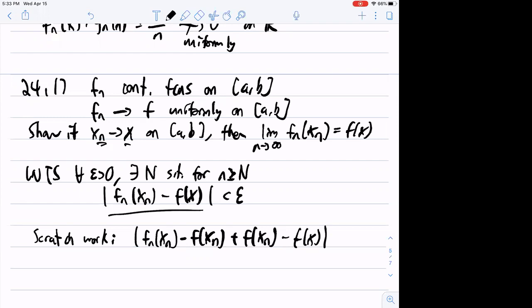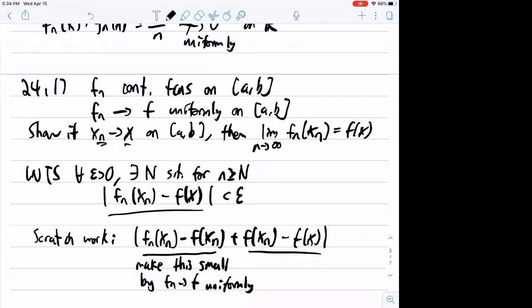Now, why is this nice? Because here, can I make this small? I can, because Fn goes to f uniformly. Remember, uniformly means it doesn't matter what the point is. It could be x1, x2, x3, the sub n doesn't matter because it's uniform. So your capital N will hold for any x value you choose. So I can make this small by Fn goes to f uniformly.